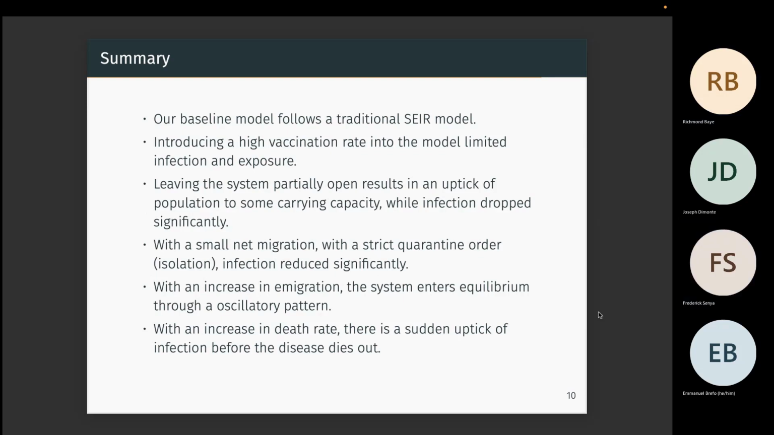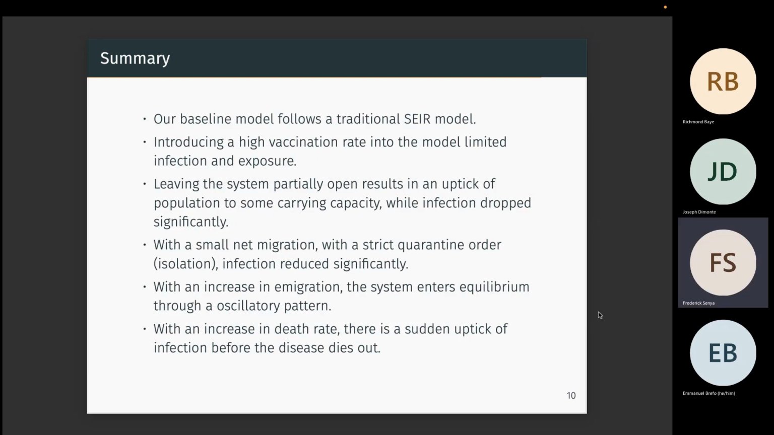So in summary, our baseline model follows a traditional SEIR model, which is some sort of validation for a model. And we realized that introducing a high vaccination rate into the model limited infection and exposure. We can also observe that leaving the system partially open will result in an uptake of population to some carrying capacity, whilst infection will drop significantly. If you have a small group of people coming into your system with a strict quarantine order, infection reduces significantly, as some of our graphs showed.